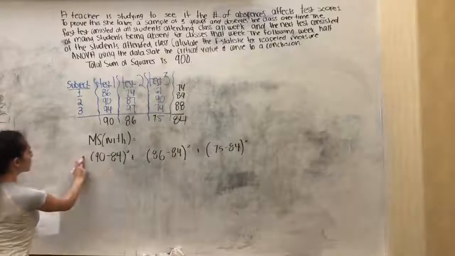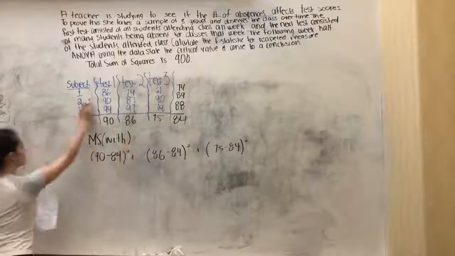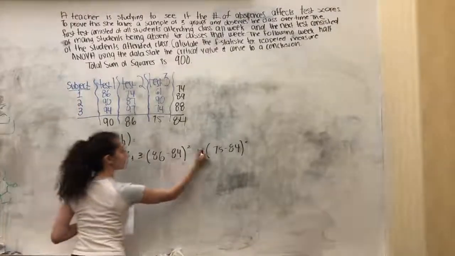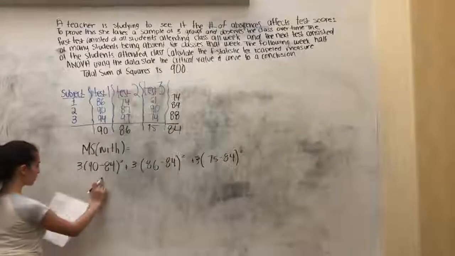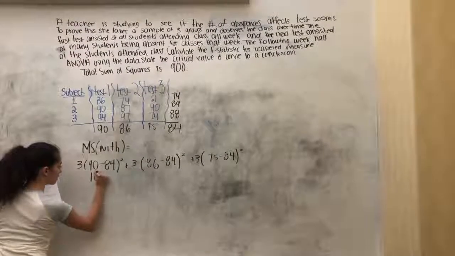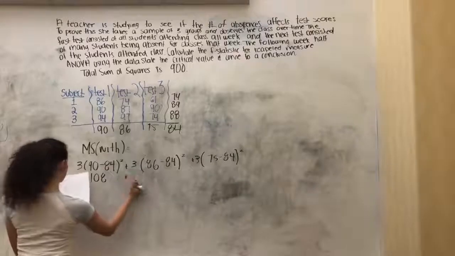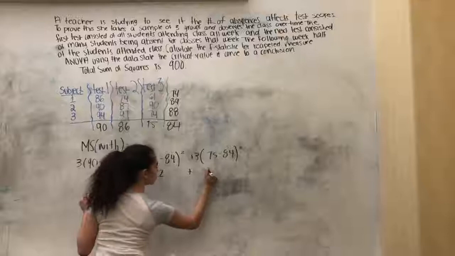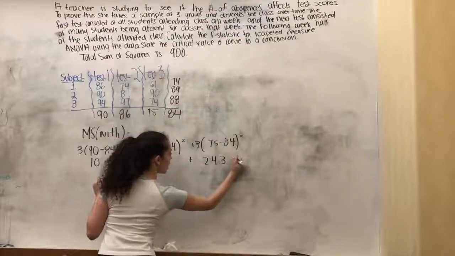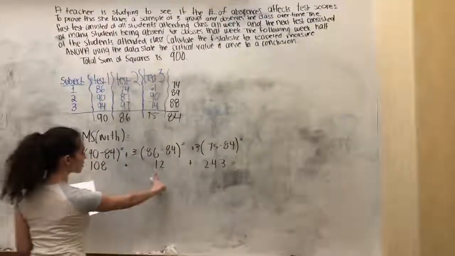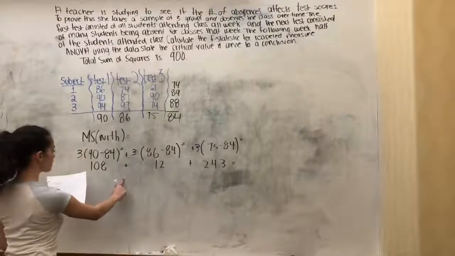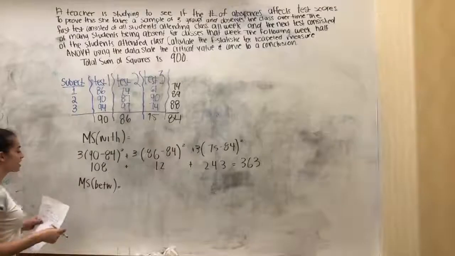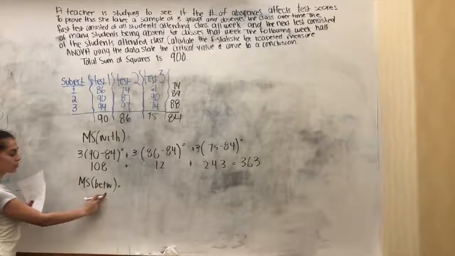And we're going to plug in the number 3 in each column because we have 3 subjects. So for this one, it's going to be 108, 12, and 243. So now, after solving each equation, MS within is going to equal 363.